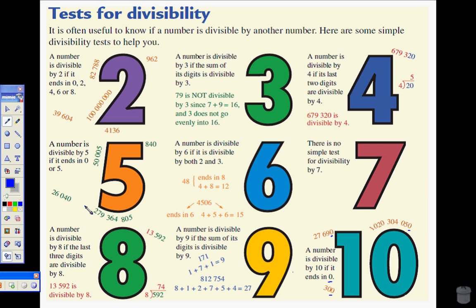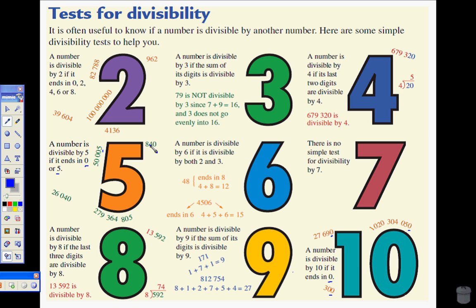The next one is probably 5. A number that's divisible by 5 ends in 0 or ends in 5. Now these are ones you've probably seen or heard about before. They're probably the easiest ones to look at. So 5 goes into any number that ends in a 5 or ends in a 0.